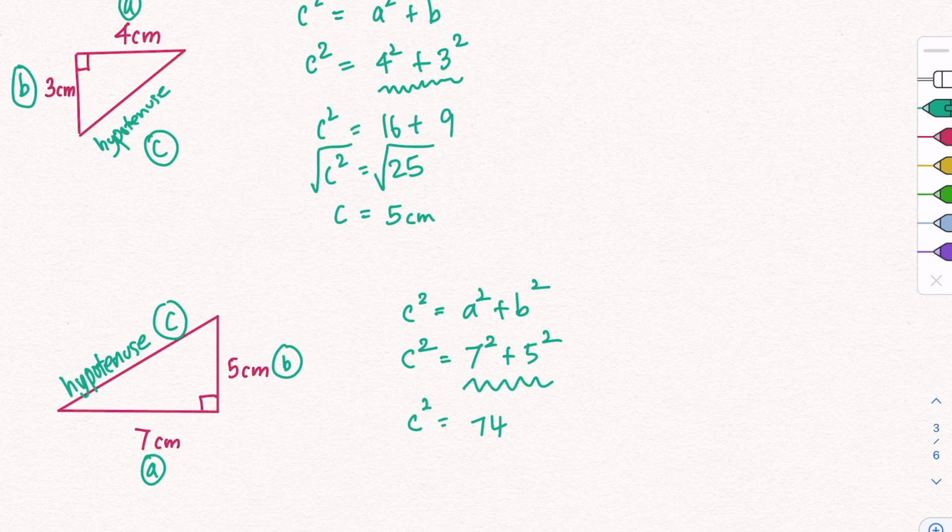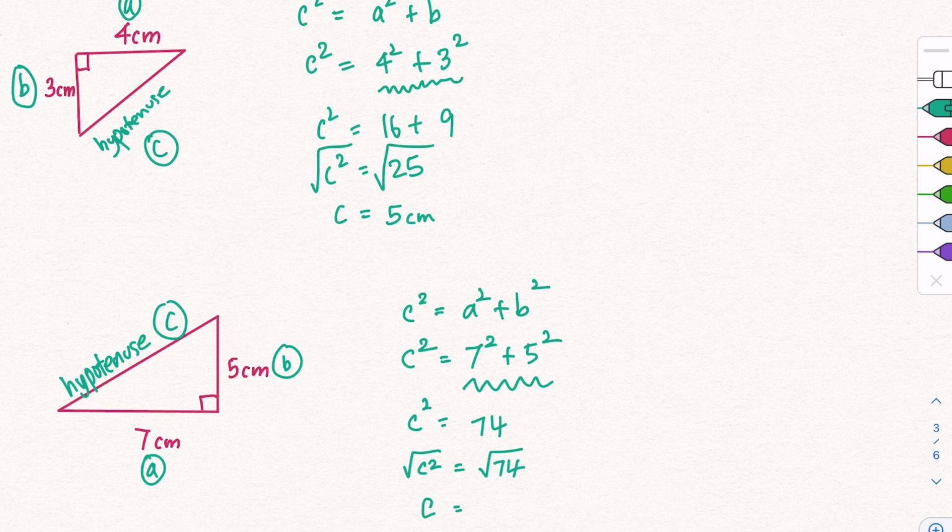Now I'm looking for my hypotenuse c, so you need to square root the c squared to get rid of the squared. And when you do square root, you need to square root both sides. So let's write the square root of c squared equals the square root of 74. So now the square root of c squared gives me just c. And what is the square root of 74?